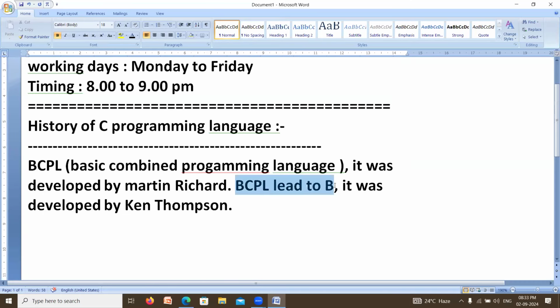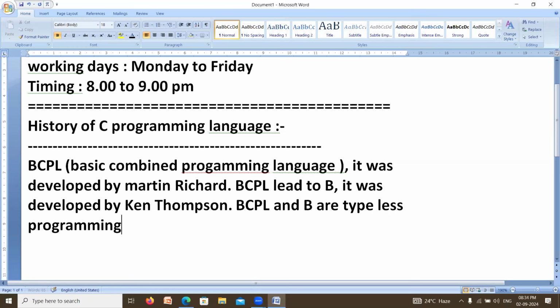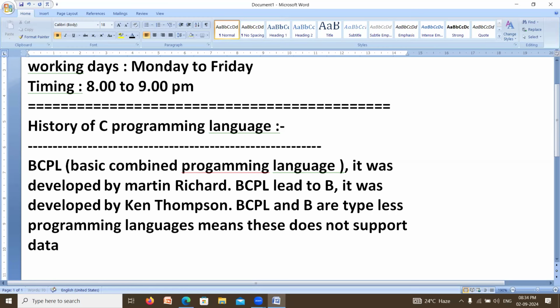Actually, these two programming languages, BCPL and B, are called typeless programming languages, meaning they don't support data types. What is the meaning of typeless programming languages? These do not support data types. What is the meaning of data types?